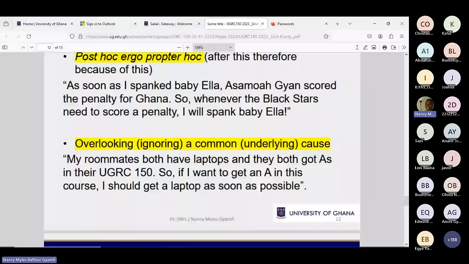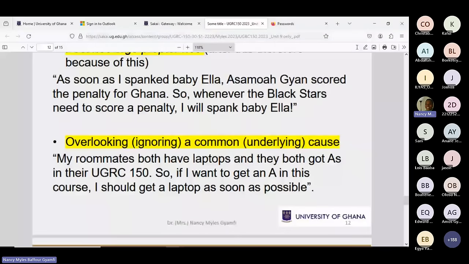Overlooking or ignoring a common underlying cause. My roommates both have laptops and they both got A's in their UGRC 150. So if I want to get an A in this course, I should get a laptop as soon as possible.